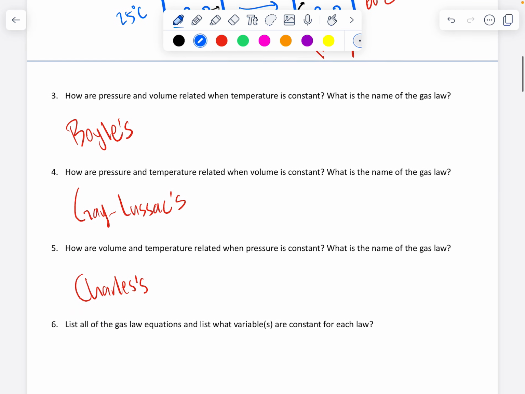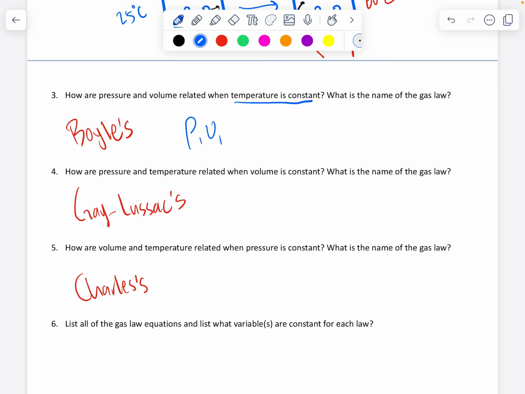Okay, so for the next 3 questions, I filled in the answers already because we've talked about it at the very start of this video. So Boyle, the first one, temperature. Which one of the 3 gas laws? Temperature is constant. That would be Boyle's, which is P1 V1 equals P2 V2. Do you see temperature anywhere? No. That means the temperature is held constant. That would be Boyle's law.